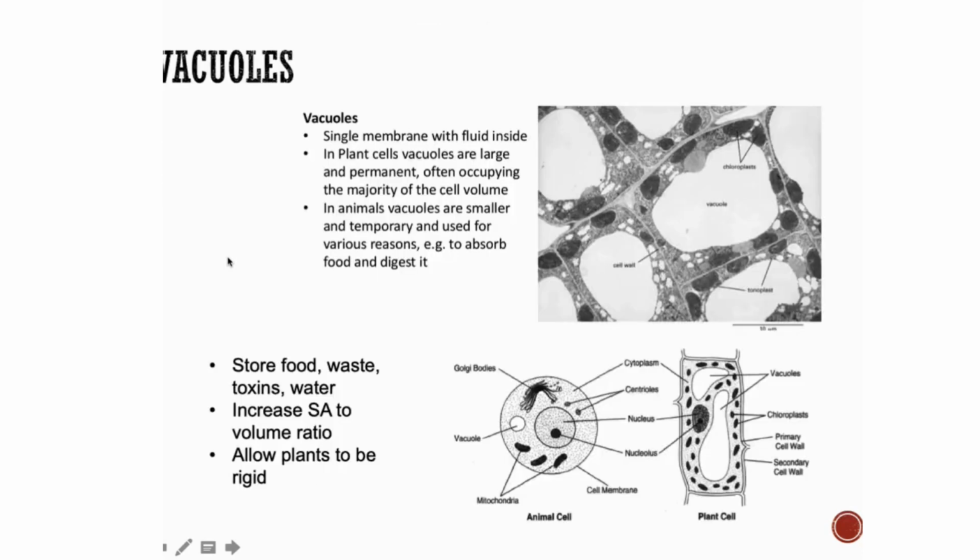Here, vacuoles. Vacuoles are a single membrane with fluid inside. In plant cells, vacuoles are larger and permanent, often occupying the majority of the cell volume. But in animals, vacuoles are smaller and temporary and used for various reasons, such as absorbing food or digesting it. They store food, waste, toxins, and water, increase the surface area to volume ratio, and allow plants to be rigid, because they need to be in a state of turgor to go against wilting.